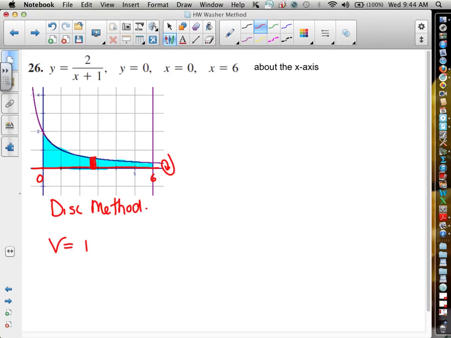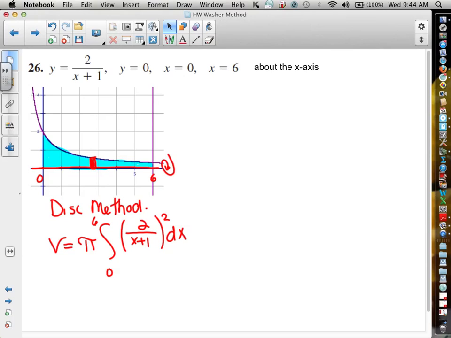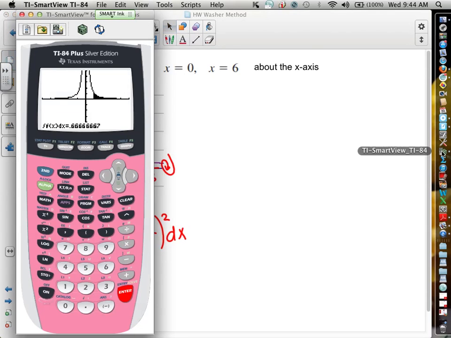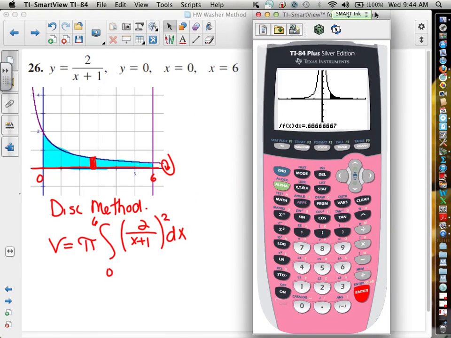So my volume will be pi, goes from 0 to 6. Upper curve is that 2 over x plus 1, and it's squared. And again, put this in the calculator. If you had to integrate this by hand, it would be much more complicated. Type it in y equals 2 divided by, I need parentheses around the x plus 1.